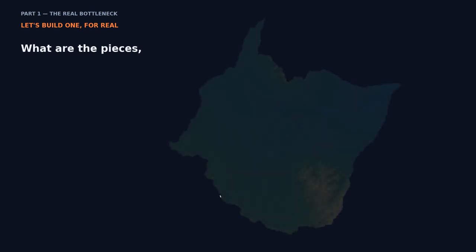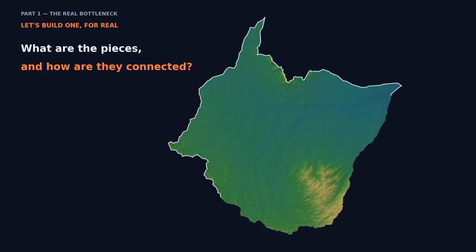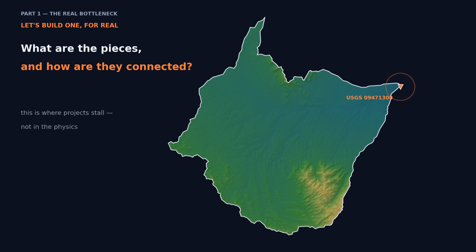You want to model a watershed. Before a single equation runs, you have to answer a harder question. What are the pieces and how are they connected? Turning terrain, soils, land cover, and weather into a computational structure is where most modeling projects stall, not in the physics. So instead of talking about it, let's build one.